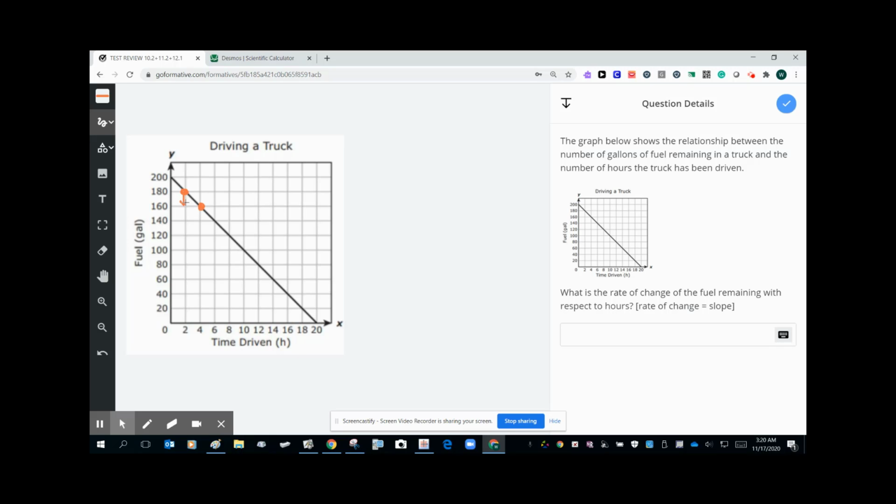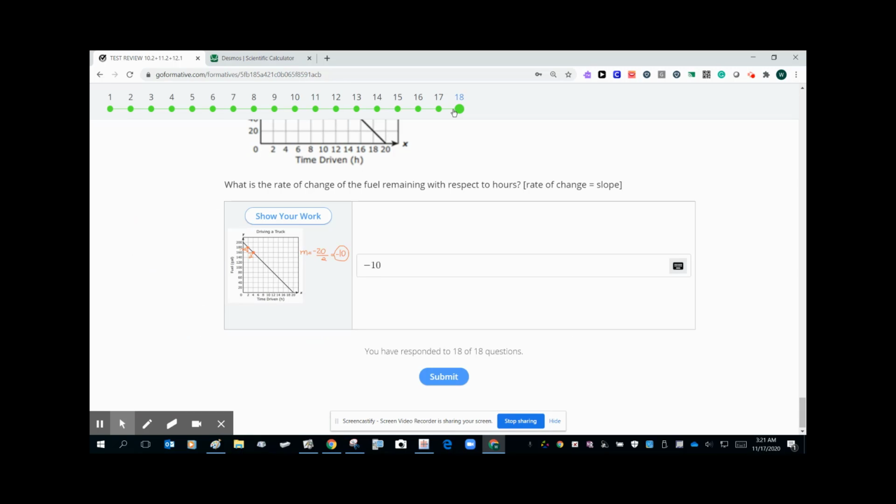And if I notice, my rise is from 180 to 60, so that means I went down 20 units, and then I ran 2 units right there. Okay, so my slope is -20 divided by 2, which is -10. So we click right there, and this would be -10. Click, and we got the green light.